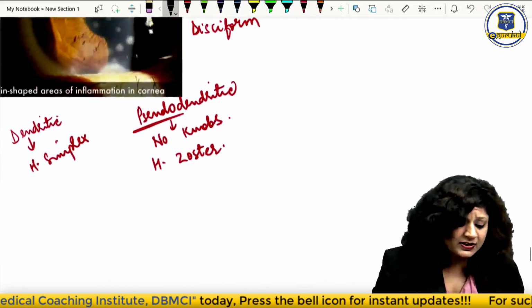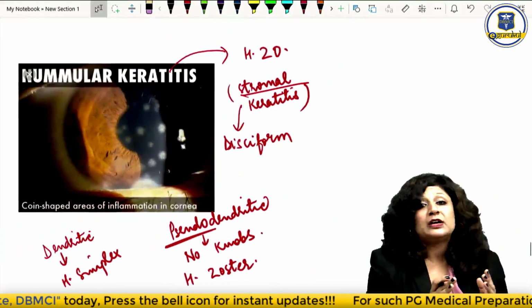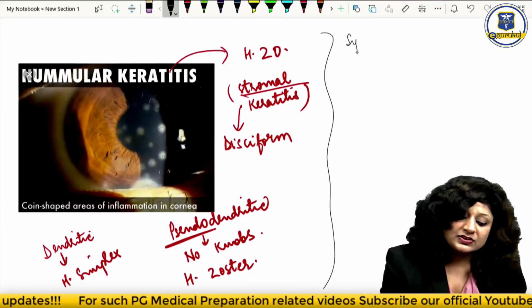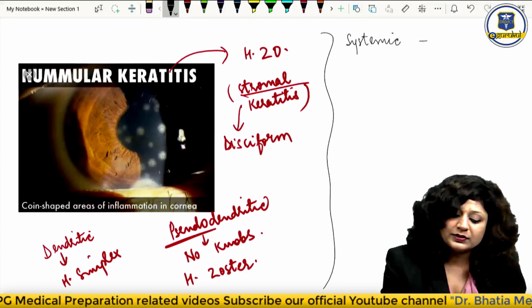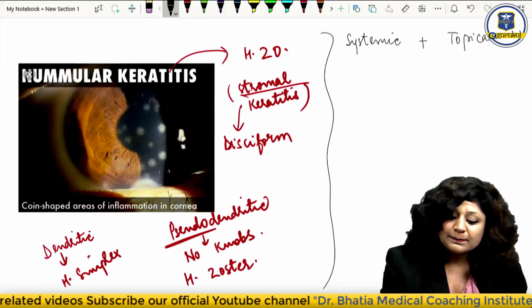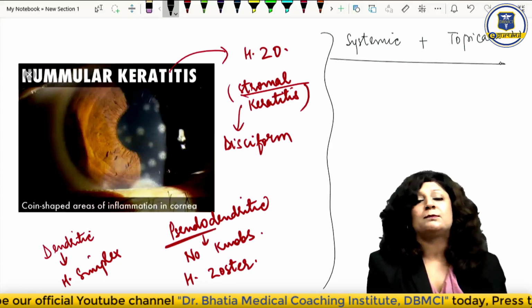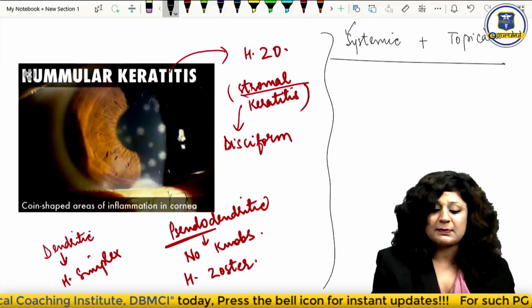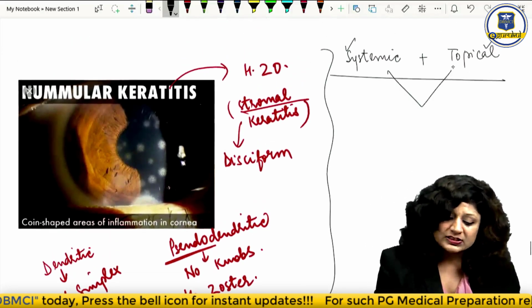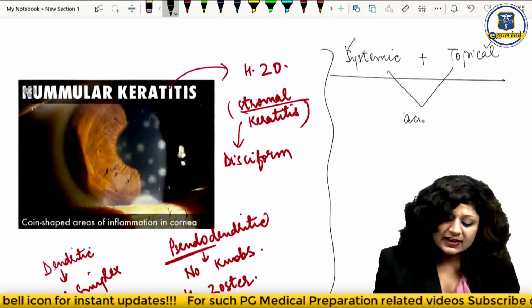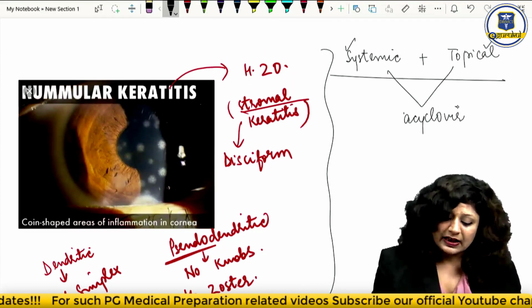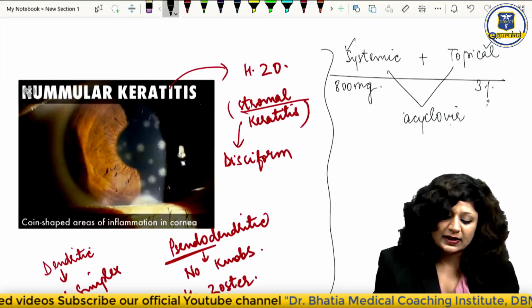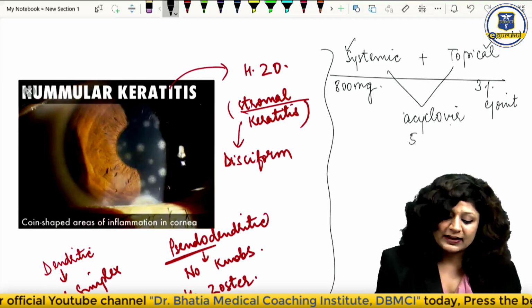Now, how to treat this one when you are having a lot of nummular keratitis, very severe herpes zoster? Here you have to give the systemic along with the ocular, that is topical treatment. In herpes simplex, we only give the topical treatment, but in herpes zoster, we have systemic involvement also, so we have to give both systemic along with the topical, that is acyclovir. The tablet is 800 milligram, while the ointment is 3% eye ointment. Both have to be given 5 times a day.